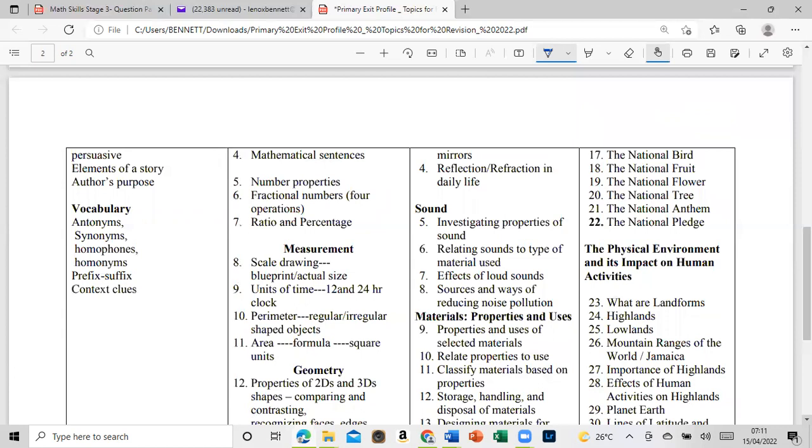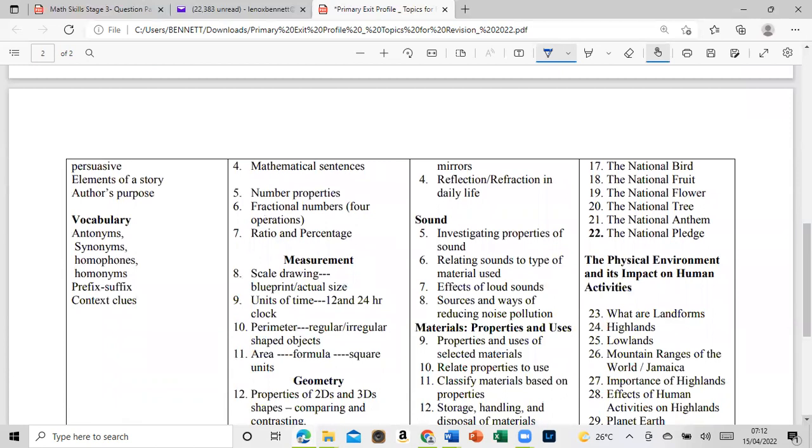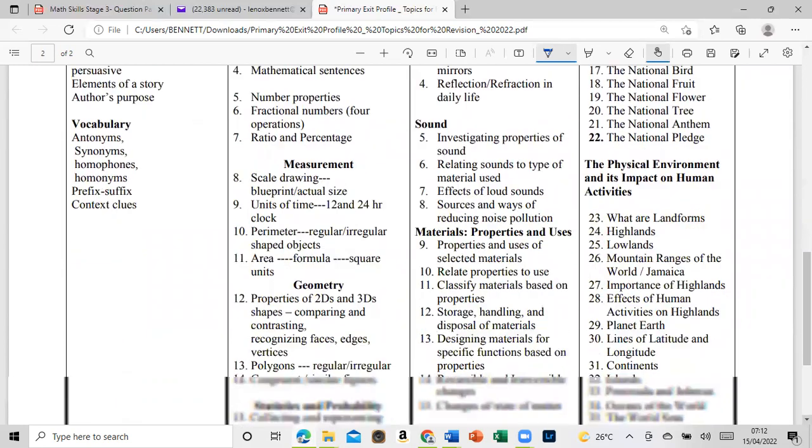All right, let's look at number 17. Continue with national, and they see what is the national bird, the national fruit, the national flower, the national tree, the national anthem, the national pledge. So you must know about your national stuff. So ensure, parents, you go through these with them, question them on it. All right, they must get the exam before they get the exam. That is my motto.